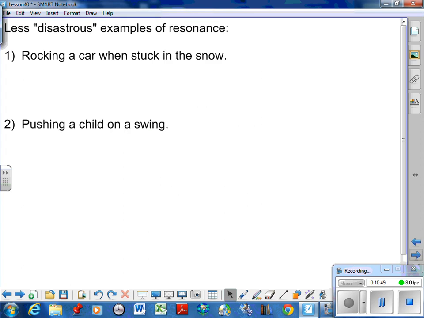So a couple of less disastrous examples of resonance, and that's talking about rocking a car when stuck in the snow, pushing a child on a swing. So each of those requires you're amplifying, you're building up the supercrest and super trough. So what I'm going to do, I'm going to come back, I'm going to finish this lesson in the next one, just so I'm not rushing to get everything in, because I want to talk about a couple things here, and then you're all set to go in the next section here.